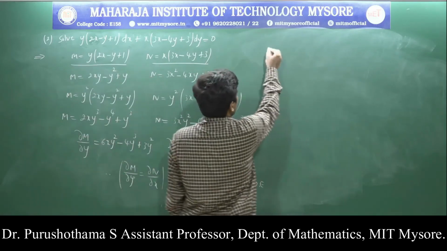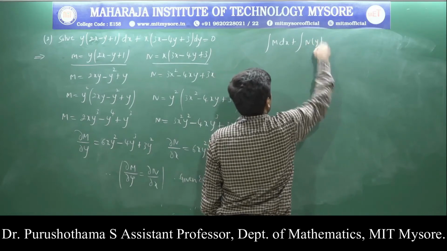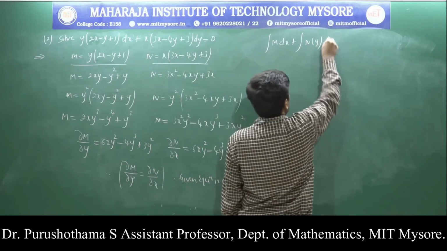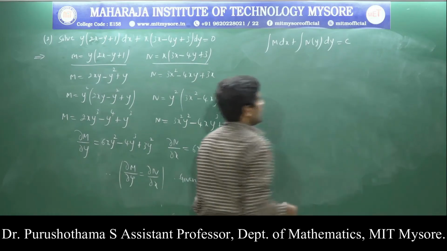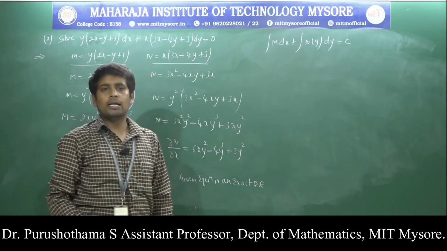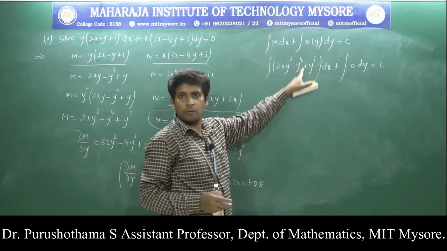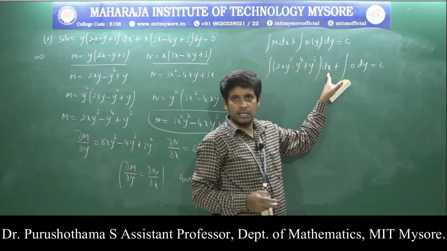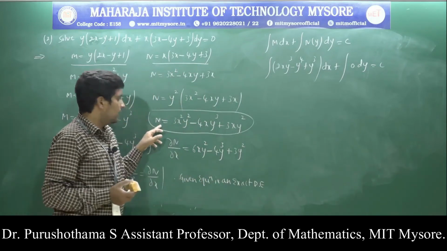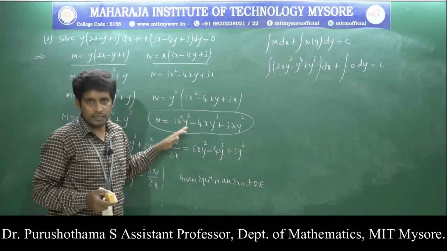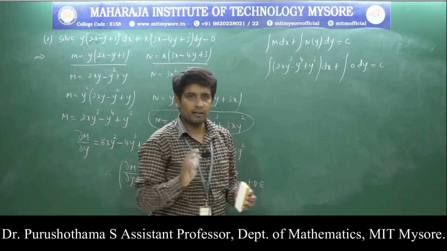Now find the solution of the exact differential equation. We already know that the solution for an exact differential equation is the integral of m into dx plus the integral of n of y into dy is equal to c, where c is an integral constant. Now replace the m value: m is equal to 2xy cube minus y power 4 plus y cube into dx, plus n of y is equal to 0, because each term in n contains x, therefore n of y is equal to 0, is equal to c, where c is an integral constant.